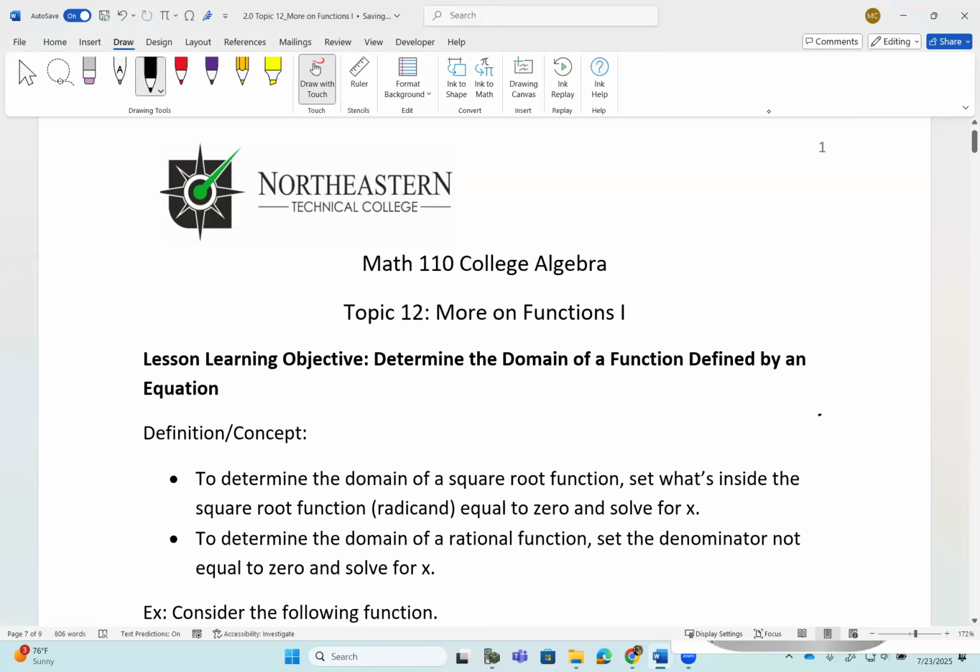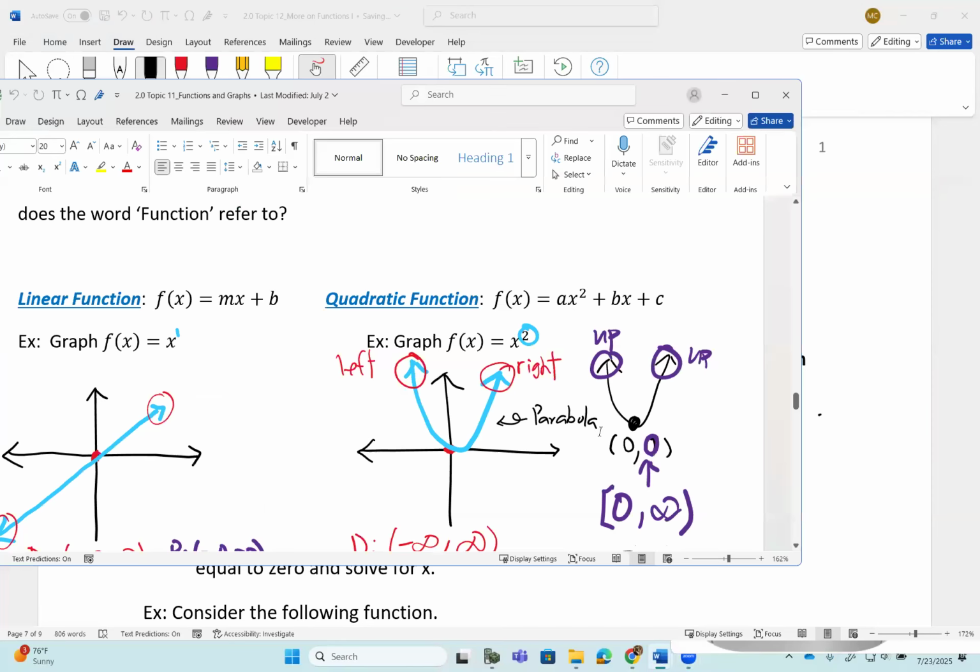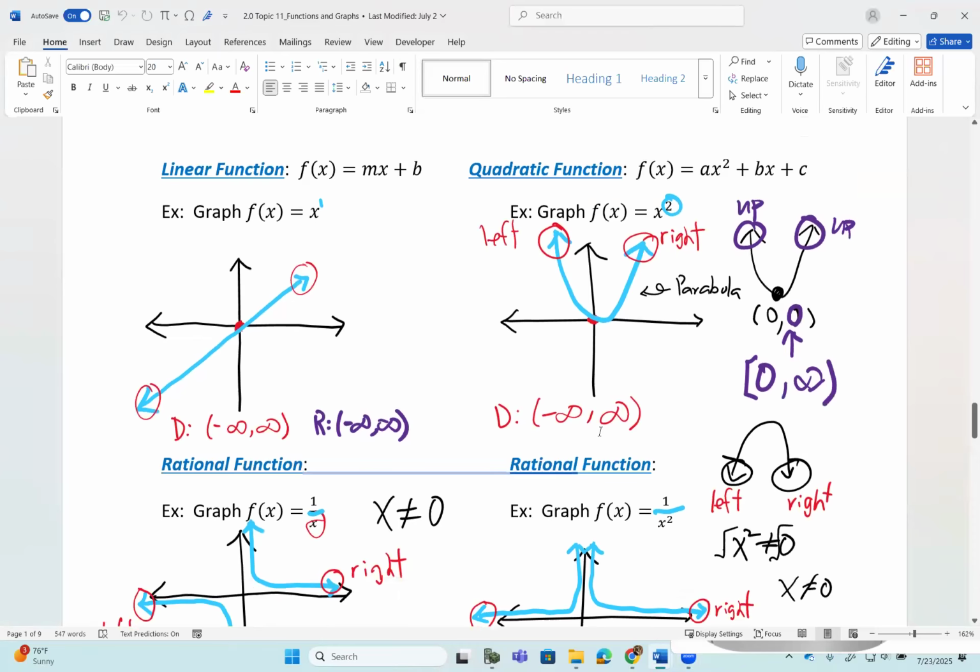Hi, welcome to topic number 12. In this lecture video, we're going to talk a little bit more about functions. Now, before I do that, I want to go back to topic number 11 and take a look at these pictures that I drew, these functions that I drew.